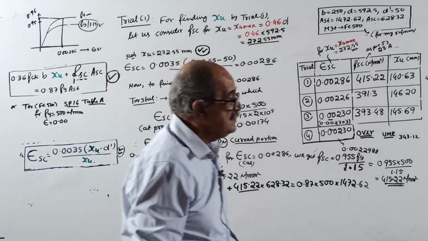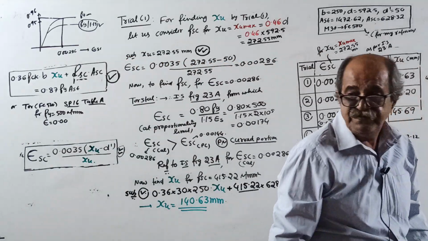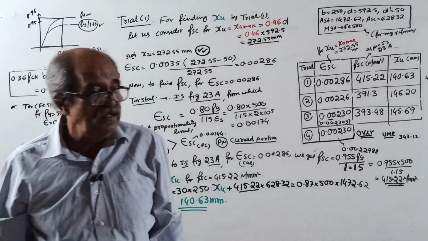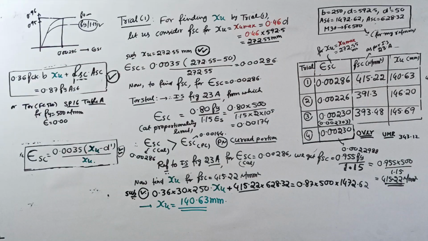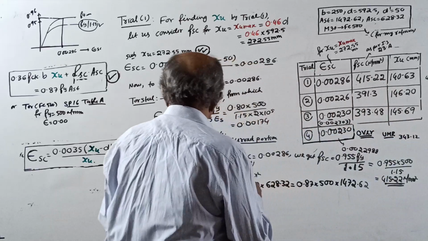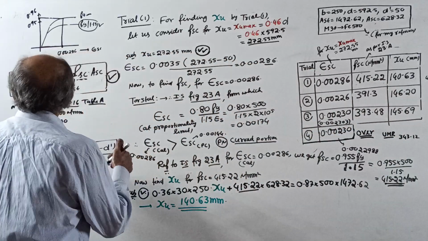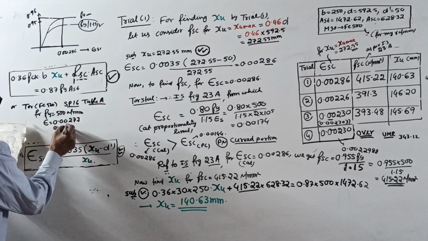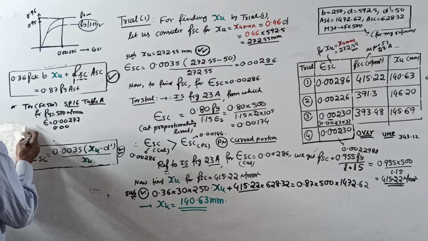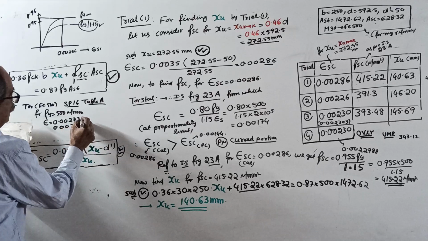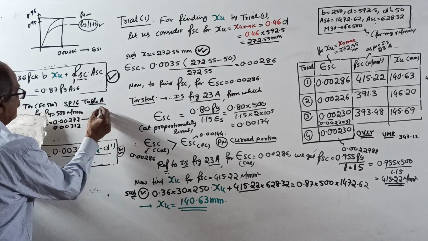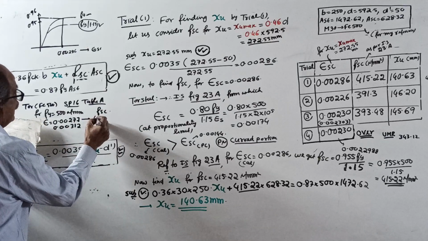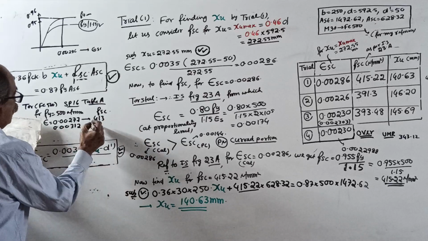Where is that SP16 sheet? I kept it somewhere. I don't know where that loose sheet has gone. The sheet is actually here. Got it. Thank you. The strain of 0.00286 lies between 0.00277 and 0.00312. The stress FSC in Newton per mm square for 0.00277 is 413, and the other one is 423.9.